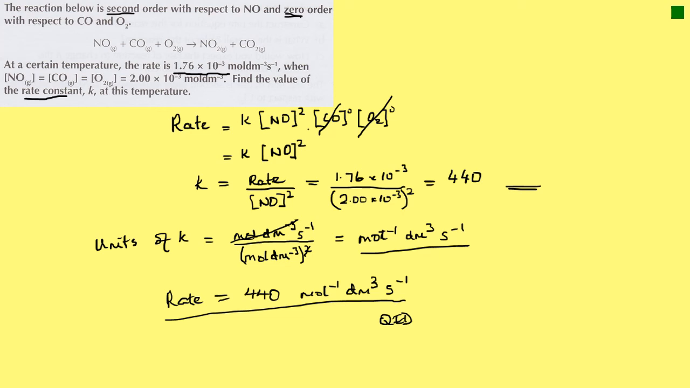Done. But just for the sake of completeness, let's write out the whole thing. So the rate constant was 440, and the units were mole to the -1, dm cubed, seconds to the -1, QED.